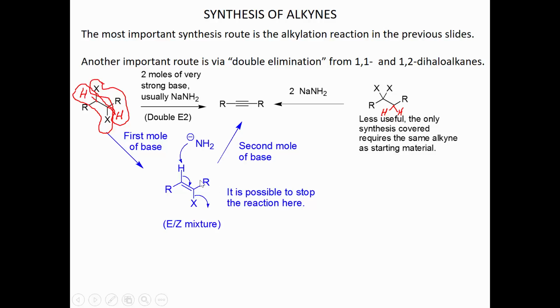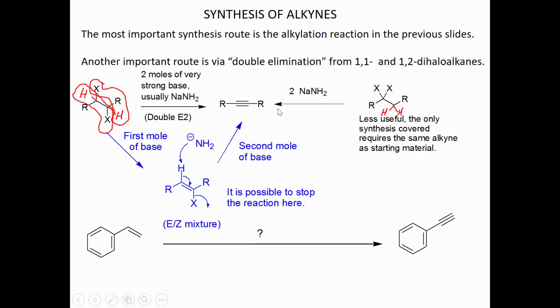All right, and the second mole of base is going to come along and pull this proton off right here and do the E2. But since you already have an alkene when you do this E2, you go from a double bond to a triple bond. Okay? It's possible to stop the reaction here, but it's a little bit difficult. So what usually happens here is that the reaction occurs twice, going all the way to the alkyne.